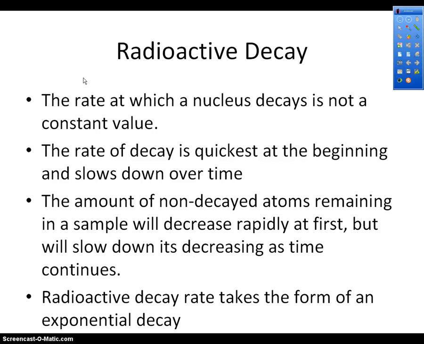So what you're going to see happening is that the amount of non-decayed atoms that remain in the sample is going to decrease rapidly at first, and then over time there's going to be less and less of a rapid decrease. Whenever the rate of decay is changing, starting large and then getting small over time, that takes the form of an exponential decay. It's not a constant rate of decay, but rather one that changes and decreases over time.